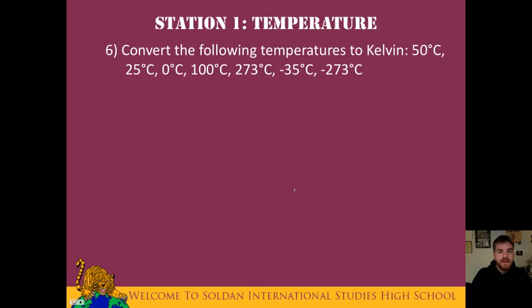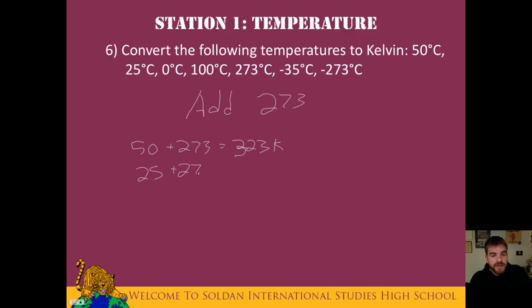Number 6, convert the following temperatures to Kelvin. Remember, to go from Kelvin to Celsius, or from Celsius to Kelvin, we add 273. So to each of these numbers, we just add 273. 50 plus 273 would be 323 Kelvin. 25 plus 273 would be 298 Kelvin. 0 plus 273 would be 273 Kelvin.